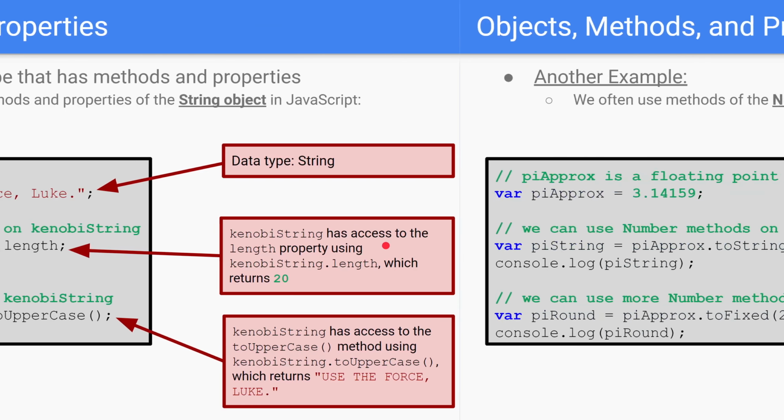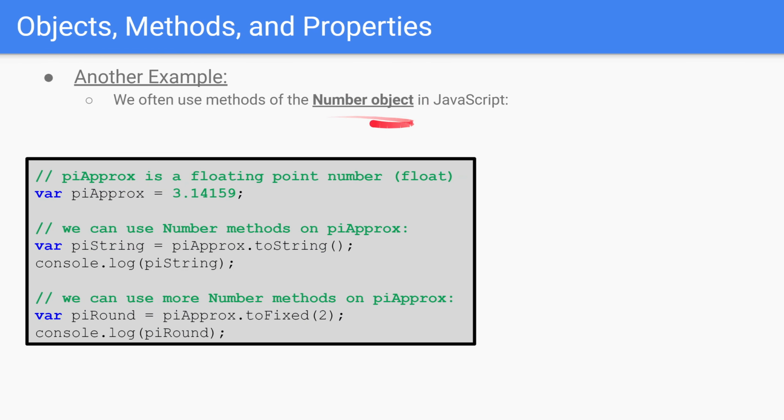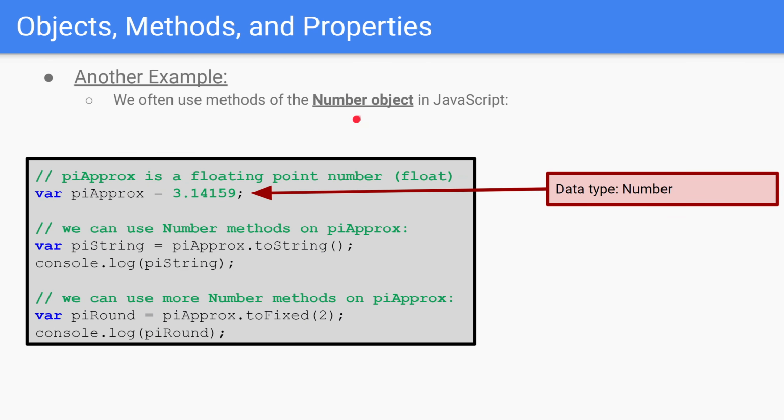Let's do the same thing for the number object in JavaScript. Let's say we have a variable which is going to be used to approximate pi. So a floating point number, or just a float. For JavaScript, they just call it a number. It doesn't matter if it's a float or an integer. A number is a number.